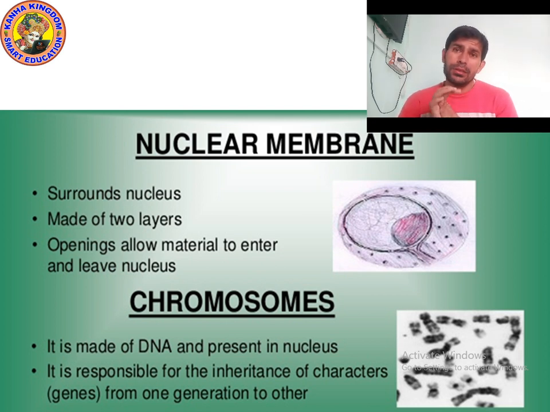And what is the function? As you can see, chromosomes are responsible for the inheritance of characteristics. Chromosomes carry the genes from one generation to another generation. Genes mean inheritance of characteristics. Genes are those which help to transfer the characteristics, the inheritance of characters, from parents to their daughter.